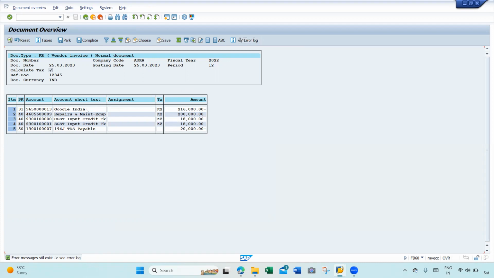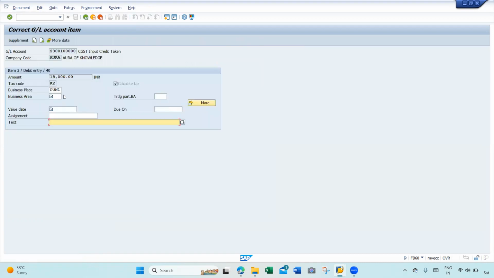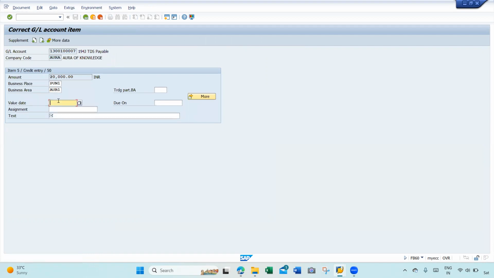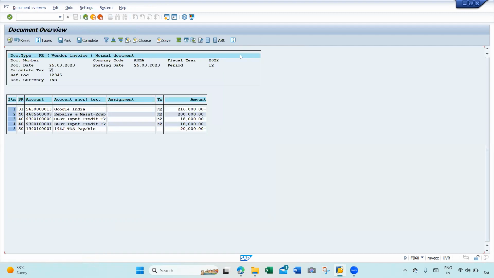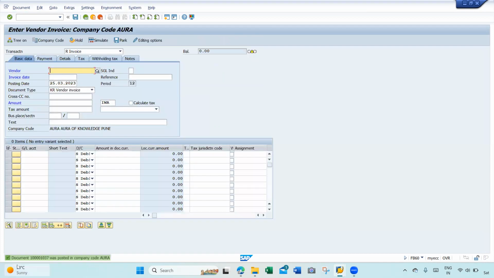Now there is an error log. Let me rectify this error log because I have done the validation here. So we have to mention these details compulsorily. Without that, we cannot complete the entry. Now the error would have gone, and now I will post this entry. Document so-and-so was posted.